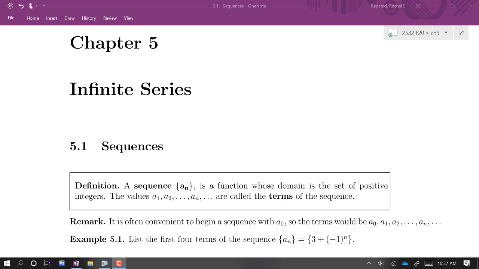All right, this new chapter that we're working on is on infinite series, and before we can define what a series is, we need to start with sequences. So a sequence is really a function whose domain is the set of positive integers. Think of it as just a list of numbers separated by commas, right? Just like a list of what those values are.